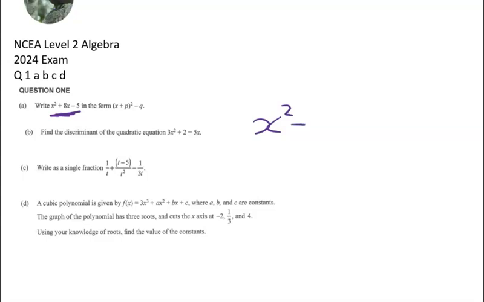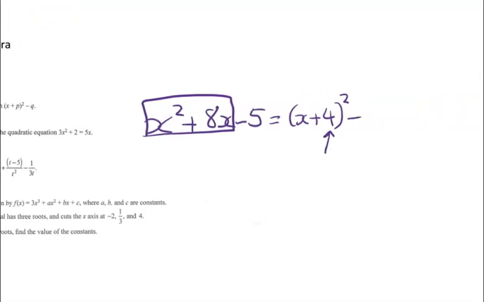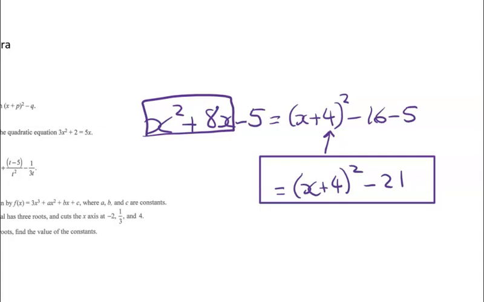We start with x squared plus 8x minus 5. And to form the perfect square, we just look at the x squared plus 8x. X squared plus 8x is going to give me a perfect square of x plus 4 squared, but that gives me an unwanted 16 in here. So I'm going to subtract out the 16 and then have minus 5. So we end up with x plus 4 squared minus 21. Okay, so that's the first question done.